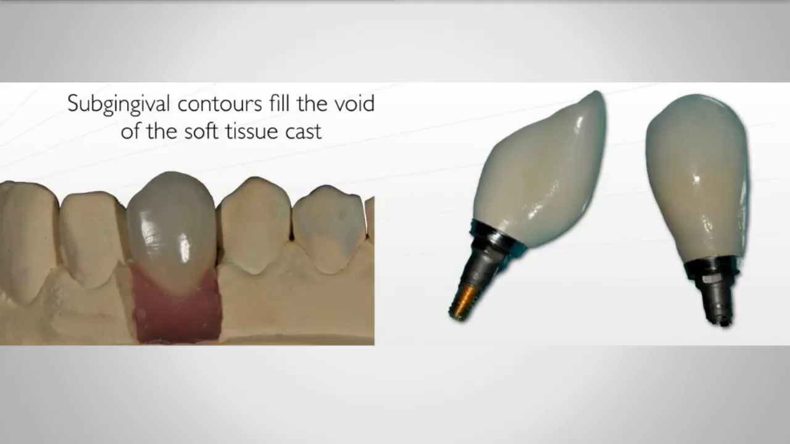Now when you look at it from the facial aspect, here's what you see. And if you peel away that soft tissue, these contours simply filled that void to support that tissue that we've developed with the provisional restoration.